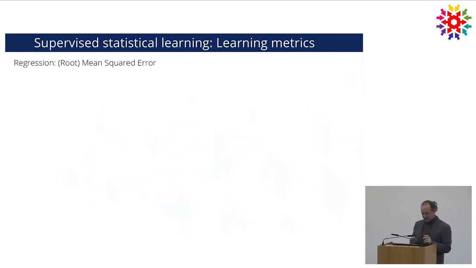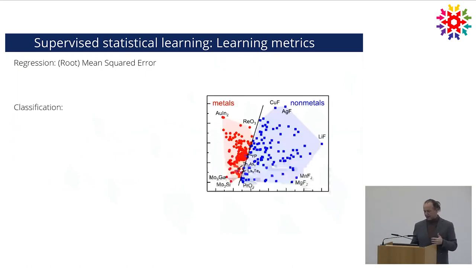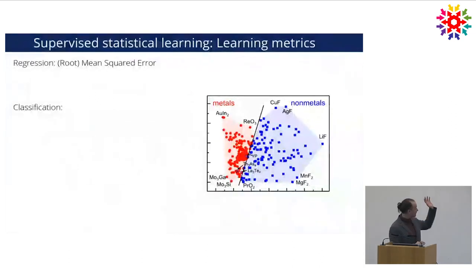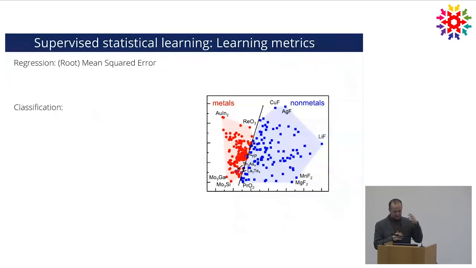Okay, again, I'm going step by step through the several steps of this logical flow chart in machine learning, and we have to talk about the typical learning metric. When we are doing a regression, the typical learning metric would be the mean square error. That is what was shown in the previous slide. But when you have classification, you have to invent something new and kind of naive. This was actually from a paper we published where we wanted to predict whether some materials would be metals or non-metals. And then you have to decide what is a good figure of merit here.